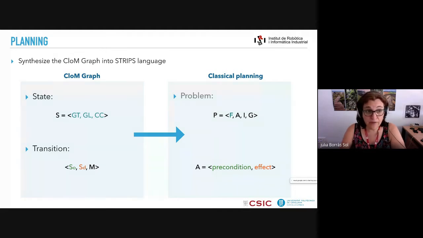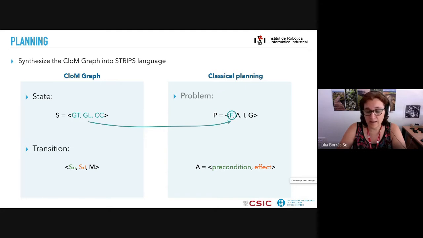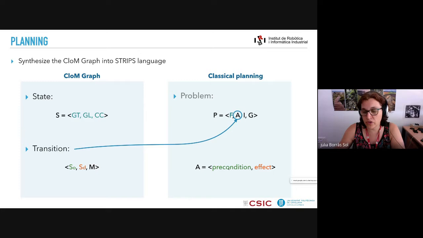So here, for high-level planning, what we demonstrated is that normally in classical planning we have the fluents, the actions, and the initial and goal states. The initial and goal states are basically defined by the states that we defined with the grasp type, the grasp location, and the cloth configurations. The fluents are basically the states of possible things that you can do, which are all these grasp types, grasp locations, and cloth configurations. And the actions are these transitions. Basically, the actions are defined by preconditions and effects. So the initial state is the precondition, and the goal state is the effect of the action.